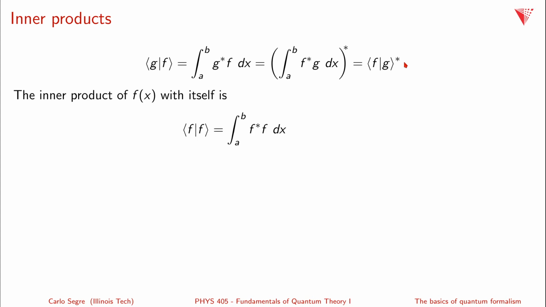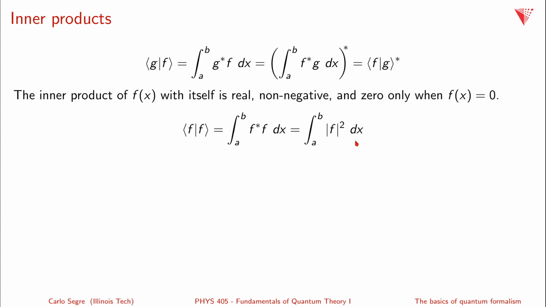The inner product of a function f of x with itself, from a to b, is the integral from a to b of f star f dx, or the integral of the modulus squared of f dx. And this must be real, non-negative, and 0 only when f of x is equal to 0. Right? This cannot be 0 if f is a real function.